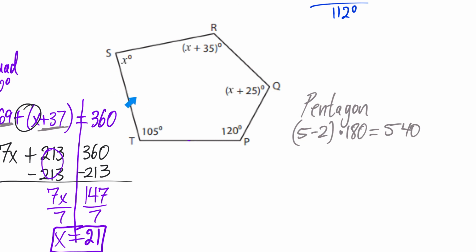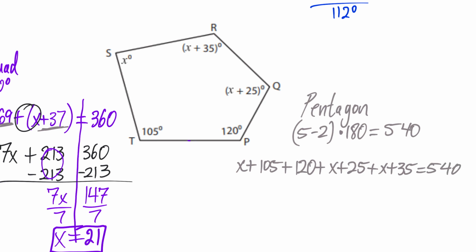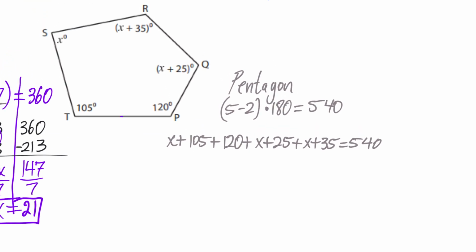So here's what I'm going to do. It's going to be this plus this plus this plus this plus this equals 540. So I'm going to go like this. X plus 105 plus 120 plus X plus 25 plus X plus 35 equals 540. Right, everything here, this is that X, this 105 is that, this 120 is that 120, this X plus 25 is that X plus 25, and this X plus 35 is that X plus 35. And then when I add all 5 of them up together, they're going to equal a total of 540.